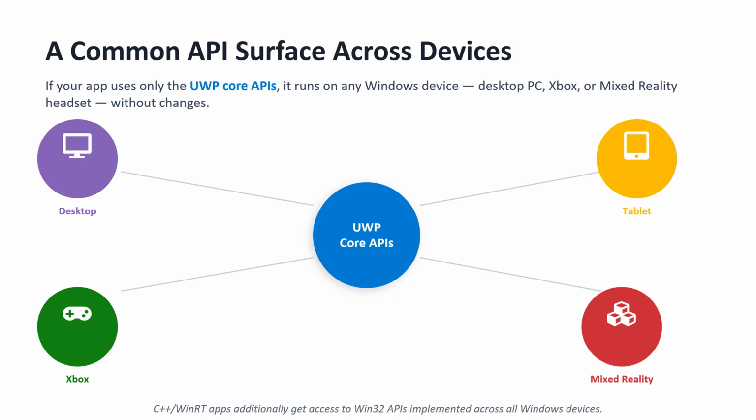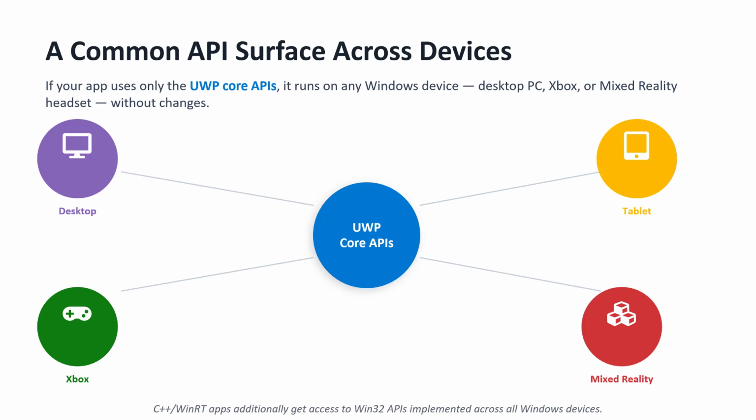We also have the common API surface across devices. So let's talk about what this means in practice. In the center, we have the UWP core APIs, radiating out to 4 device types: desktop, tablet, Xbox, and mixed reality. The same core APIs connect all of them. If your app sticks to using only these core APIs, it will run without modification on any of these devices.